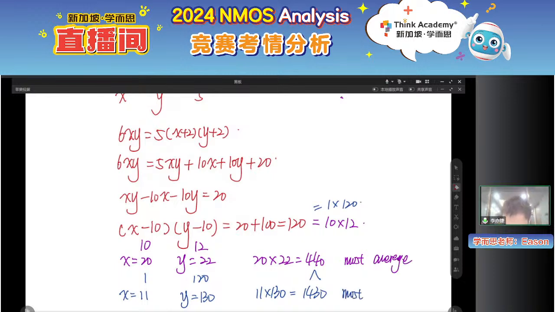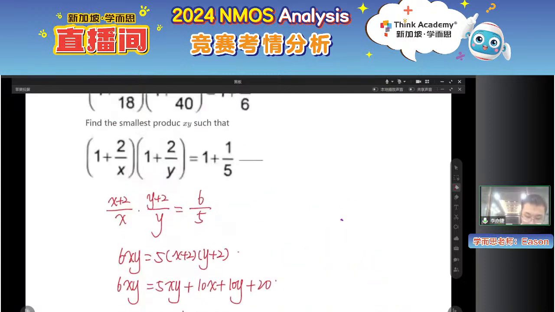So, if you don't know how to judge the maximum value, you just take the most average way and the most extreme way to compare which one is better. Either of them must be the smallest. You see the average is smaller, so the average is the smallest. So the answer is 440.